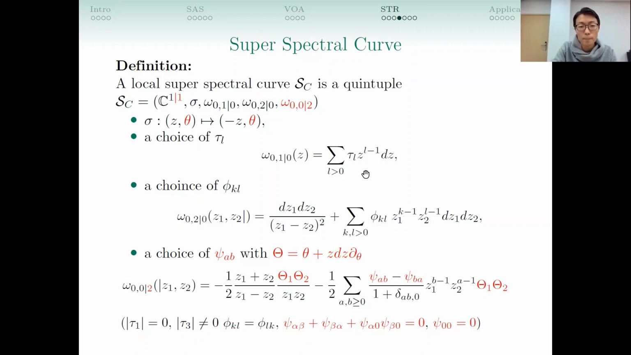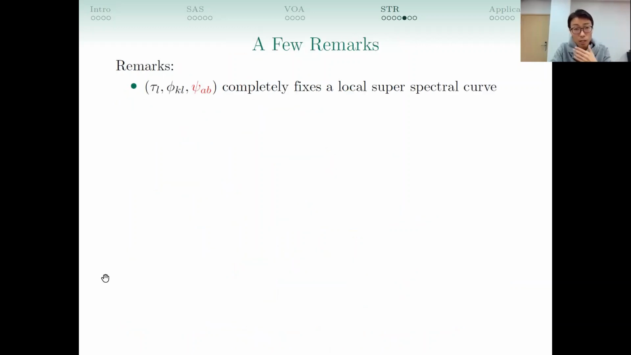It's exactly the same way. And you also have the choice of phi, which defines the holomorphic part of omega 0,2. But because this is supersymmetric topological recursion, you need some fermionic element. And this is basically what we need, in addition to the definition of the local spectral curve. So this is essentially a fermionic analog of the Bergman kernel, but in this specific form. And now let me justify why this is a natural object to think about for super topological recursion.